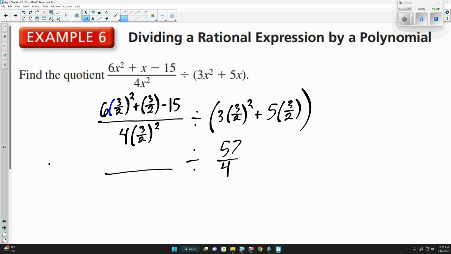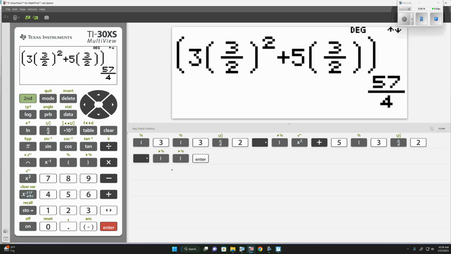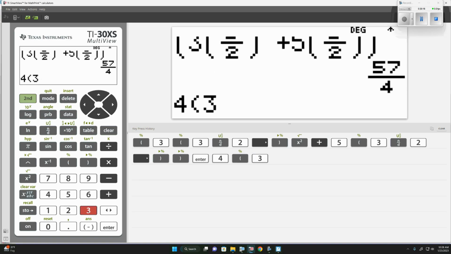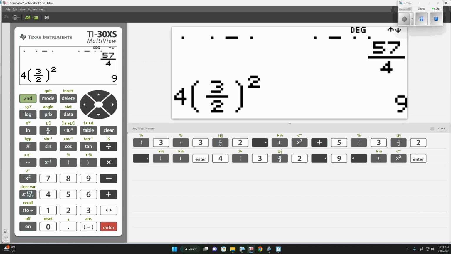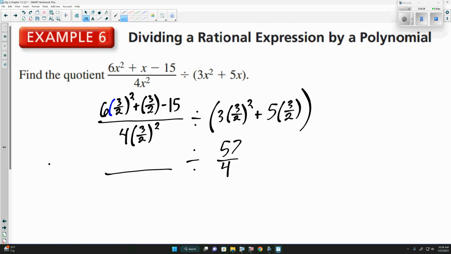On the first part, 4 times 3/2 squared. We'll just do the denominator. 4 times 3/2 squared. So 9. So we have a denominator of 9 here.